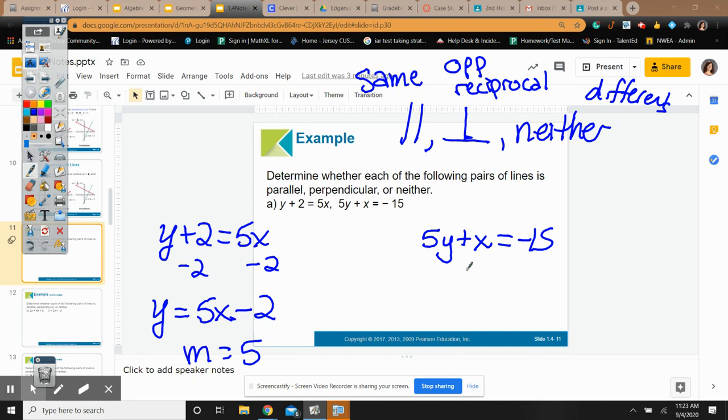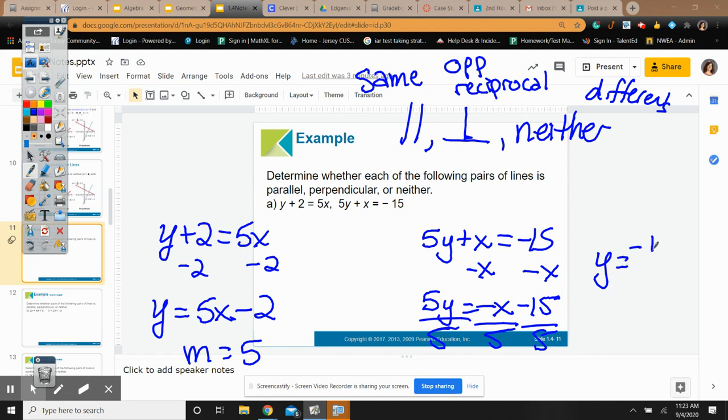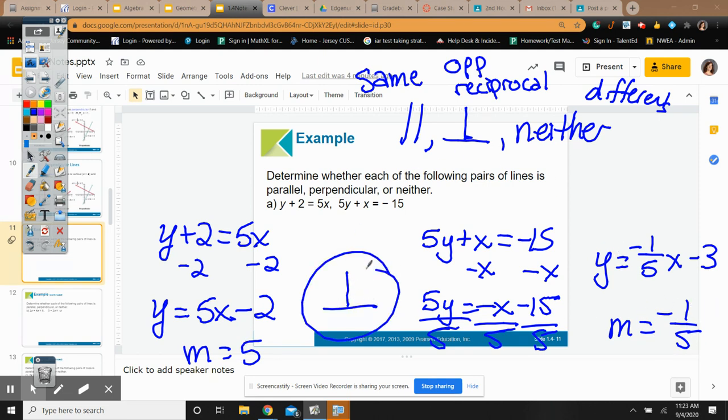Get y by itself here, and I'm going to subtract x first. So 5y is -x minus 15. Divide all the terms by 5, and I get y equals, there's a 1 in front of that x, -1/5 x minus 3. The slope of this one is -1/5. How are they related? This is 5. This is -1/5. They are opposite reciprocals, so these two lines are perpendicular.